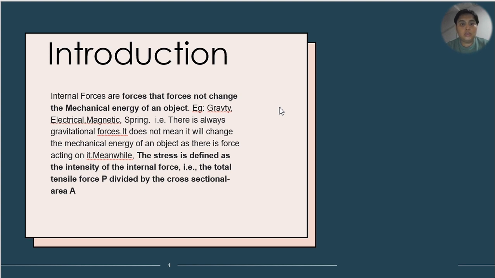So for the introduction, the internal forces do not change the mechanical energy of an object. Examples are gravity, electromagnetic, spring, etc. There is always gravitational force. It does not mean it will change the mechanical energy of an object, as there is no net force acting on it. Meanwhile, the stress is defined as the intensity of the internal force. The total tensile force is P divided by the cross-sectional area A.